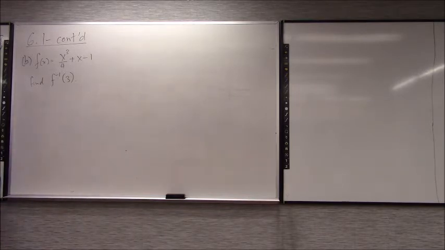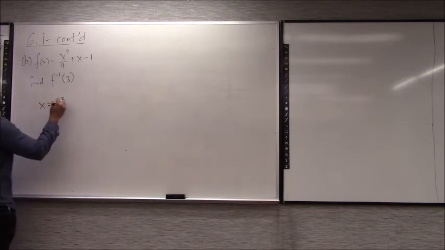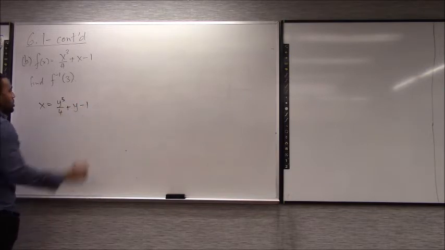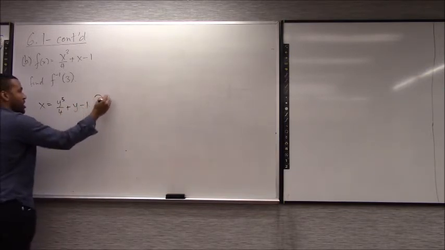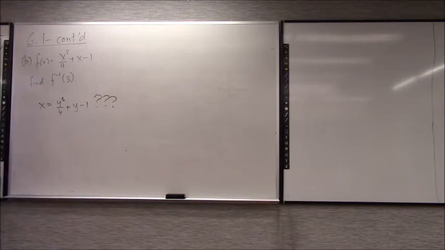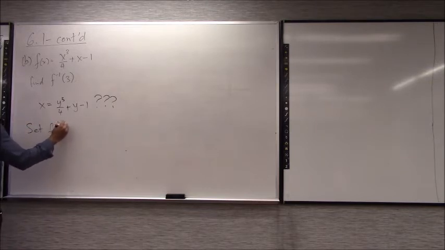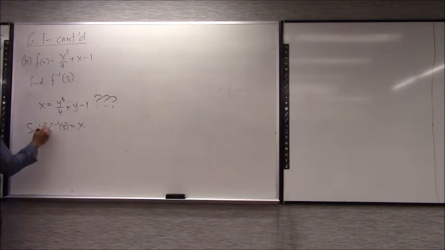Okay, what do we do here? You guys remember? Substitute y in for x and then solve for y to find the inverse. So you mean start with x is equal to y cubed over 4 plus y minus 1? Yeah, but it's going to be really hard to solve. Can we just set that equal to 3? Yeah, make f inverse of 3 equal x. Right, you want to find it? Call it something. Then you can take f of both sides.